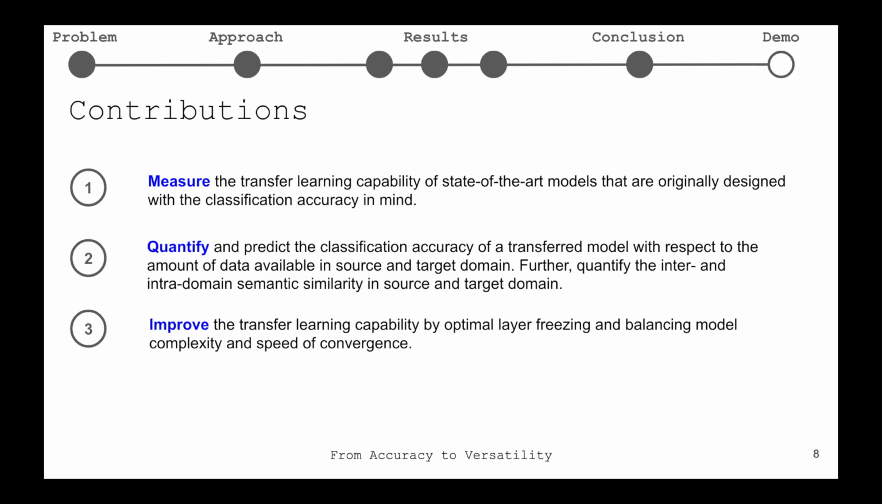Contributions. Measure the transfer learning capability of state-of-the-art models that are originally designed with classification accuracy in mind. Quantify and predict the classification accuracy of a transferred model with respect to the amount of data available in source and target domain. Further, quantify the inter- and intra-domain semantic similarity in source and target domain. Improve the transfer learning capability by optimal layer freezing and balancing model complexity and speed of convergence.